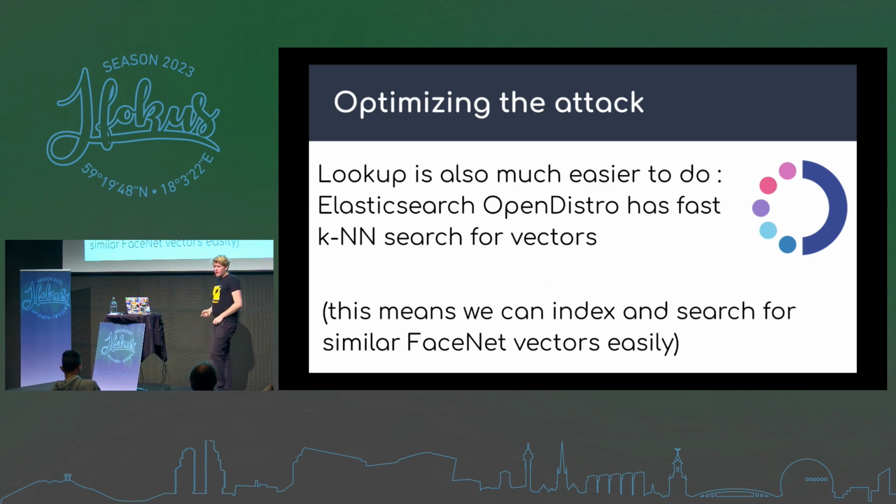To do the lookups, instead of having an index or a linear search where we have to go through all the images to find matches, we have something called Elasticsearch Open Distro, which is now called OpenSearch. It's a kind of spin-off of Elasticsearch, where there's a good plugin that can do KNN search for us, so find the closest faces from a given face vector.